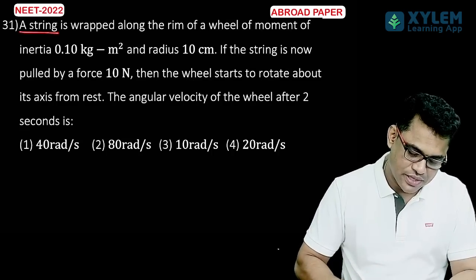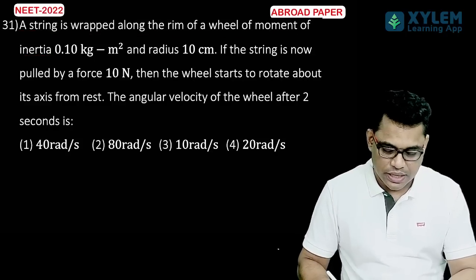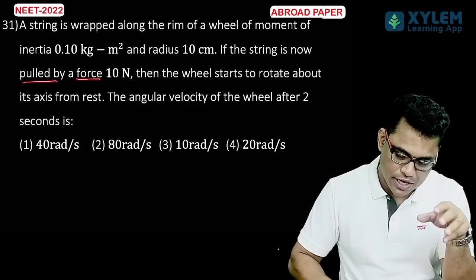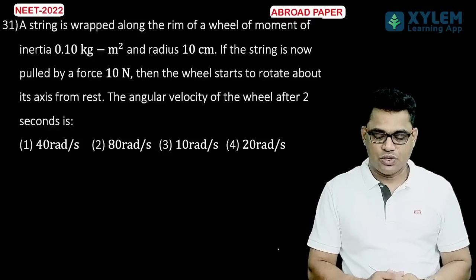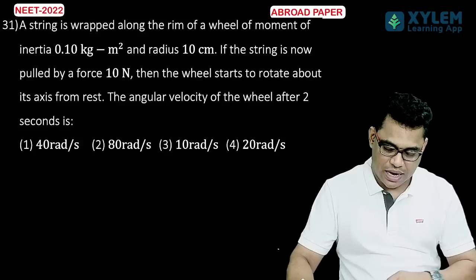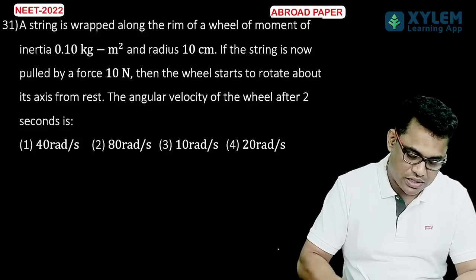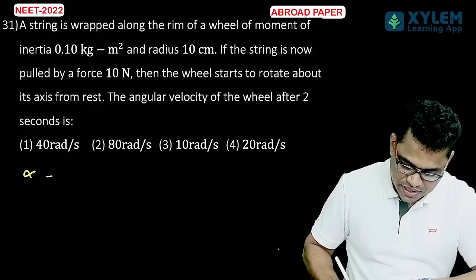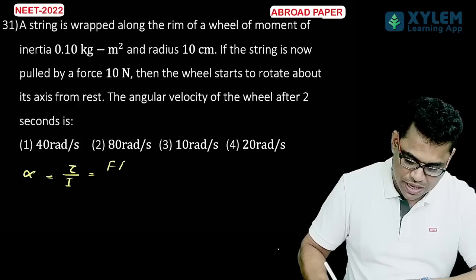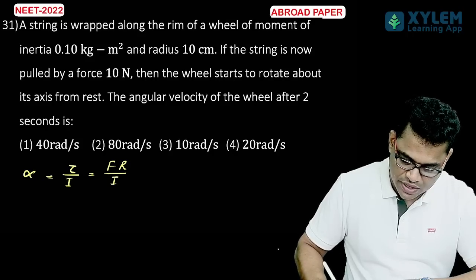31st question. A string is wrapped along the rim of a wheel of moment of inertia 0.10 kg meter square and radius 10 centimeter. If the string is now pulled by a force of 10 Newton, then the wheel starts to rotate about its axis from rest. The angular velocity of the wheel after 2 seconds is asked. To find the angular velocity, first we need to find the angular acceleration. Alpha is equal to torque divided by moment of inertia. Torque is force multiplied by perpendicular distance, which is equal to the radius of the wheel, divided by the moment of inertia. Let me substitute.